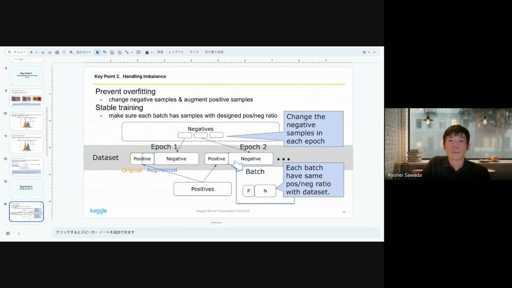And for the positive samples, I ensured that each batch maintained a fixed ratio of positive to negative samples. Based on my experience, I expected this would help stabilize the learning process by ensuring that both positive and negative samples were always present in the same batch.